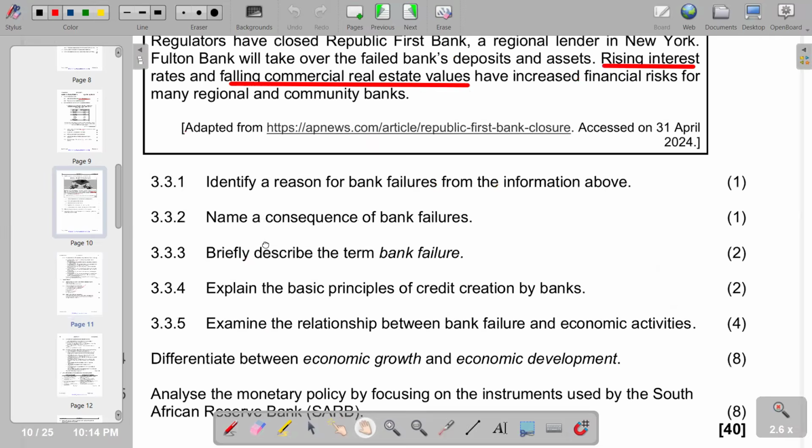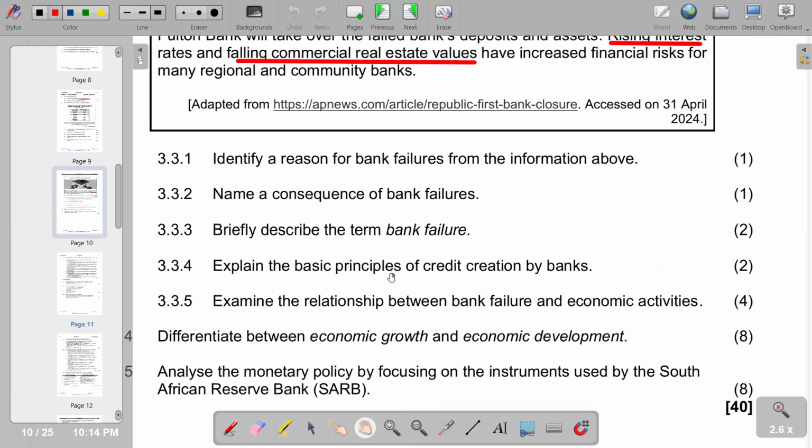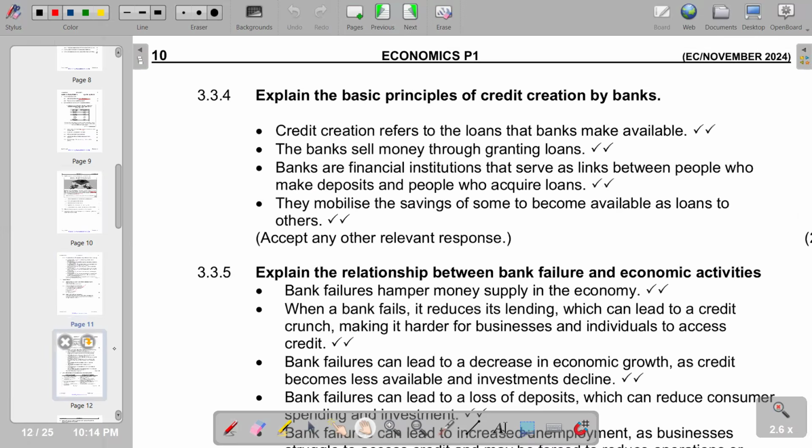Then explain the basic principles of credit creation by banks. Credit creation refers to the loans that banks make available. The banks sell money through granting loans. Banks are financial institutions that serve as links between people who make deposits and people who acquire loans.